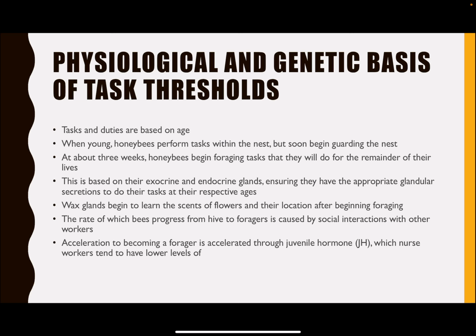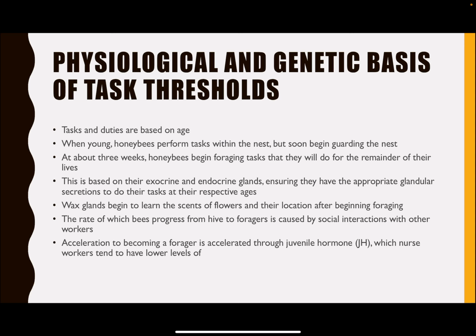This is entirely based on their exocrine and their endocrine glands. This is making sure that they have the appropriate glandular secretions to do their tasks at their respective ages. So once they have matured enough through their exocrine and their endocrine glands, they're able to then go on and perform other tasks. As they get older, their wax glands begin to learn the scents of flowers and the locations of those flowers after they begin their foraging process. So they're already in their foraging process, and the wax glands are then learning these flower scents and the location of those said flowers.